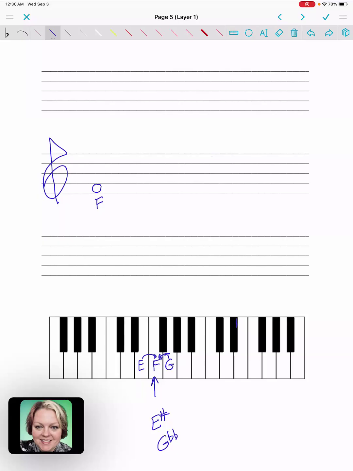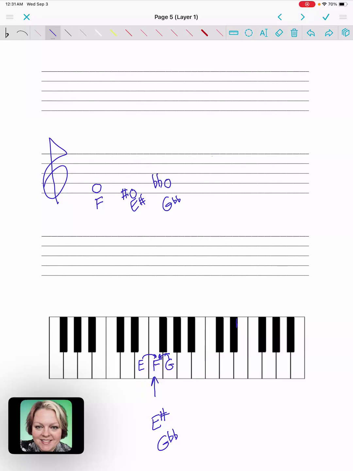So if I go back up here and write that, E sharp, G double flat, now I've got to draw them. So I know that E is right here. And my G is right there. And remember, I put my accidentals in front of them.